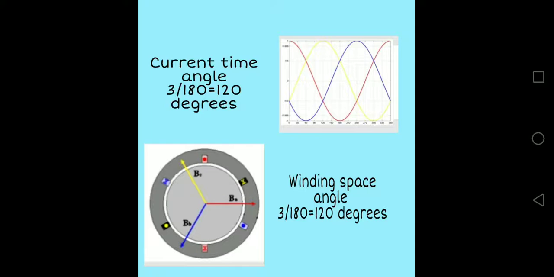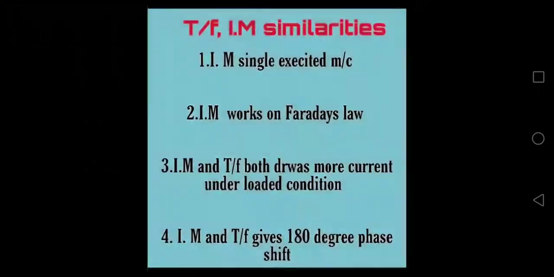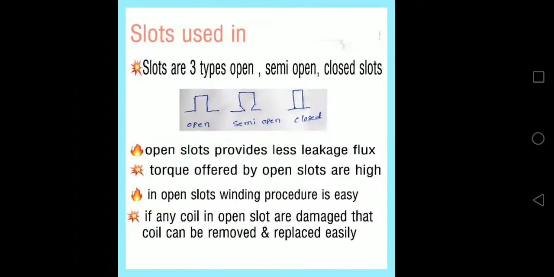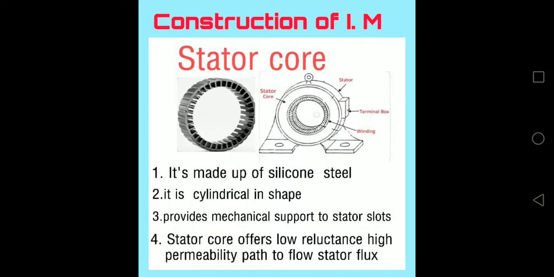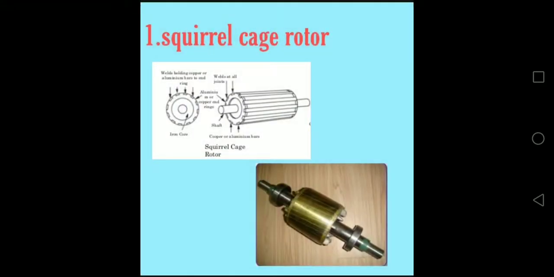So this is the figure of the rotating magnetic field. Now the stator core is over, slots are over. Now coming to the rotor. Rotor is a squirrel cage rotor or slip ring rotor. See, this one is a squirrel cage rotor. First one is a squirrel cage rotor. So this is the construction of squirrel cage rotor.